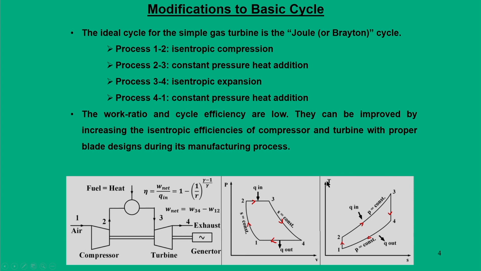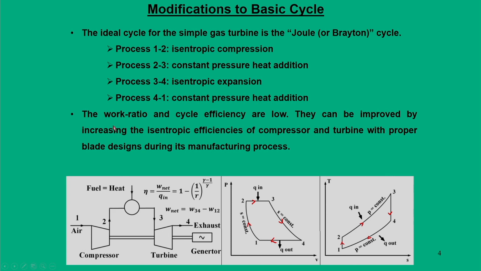And for this basic cycle we defined the efficiency as a function of pressure ratio and gamma, and we also found the net work output from this cycle, and these two are the main factors for analysis.